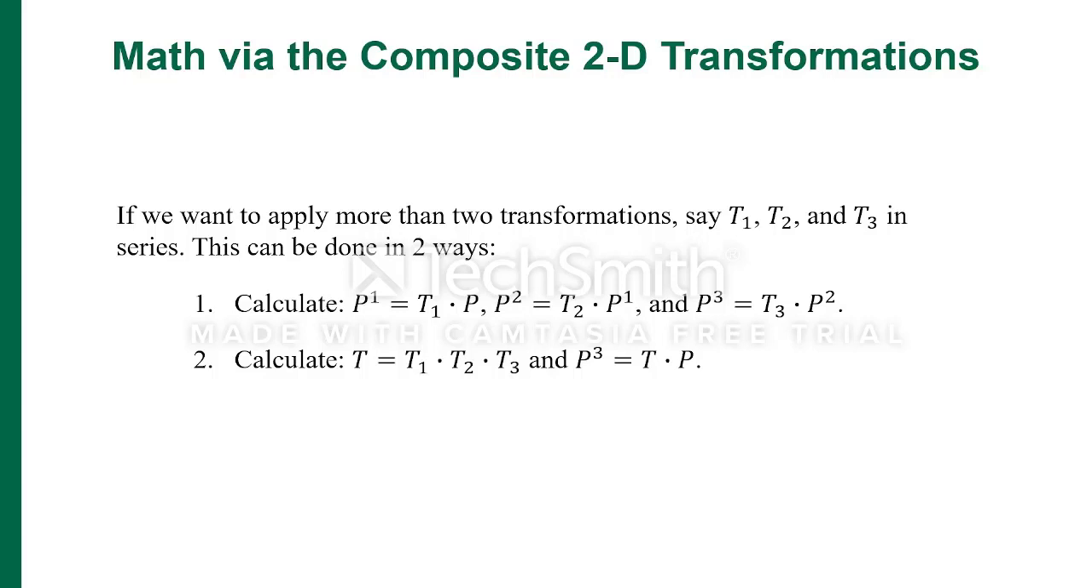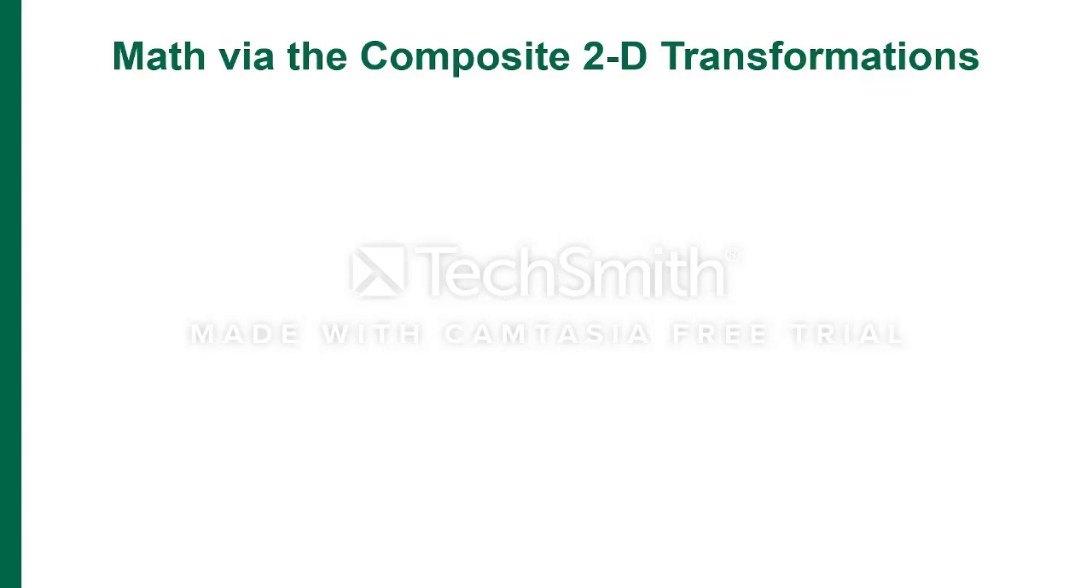On the other hand, we can first calculate the overall composite transformation T, which is equal to T1 times T2 times T3. And then we can do the final transformation by calculating P3, which is equal to T times P.